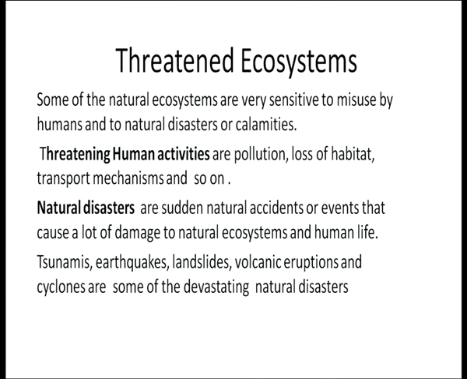Mangrove ecosystems are very interesting natural ecosystems of India. They are sensitive to misuse by human activity and to natural disasters or calamities. The human activities which threaten these ecosystems are pollution, loss of habitat, transport mechanisms and so on. The natural disasters which affect them are sudden natural accidents, events that cause damage to them as well as even to human life in these regions. Tsunamis, earthquakes, landslides, volcanic eruptions, cyclones are some of the devastating natural disasters affecting the mangrove ecosystems.